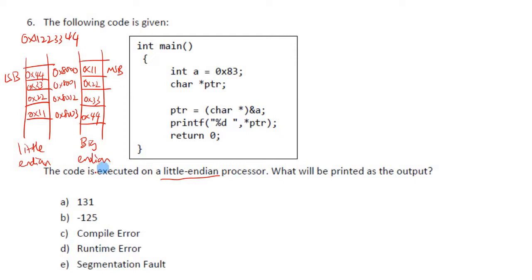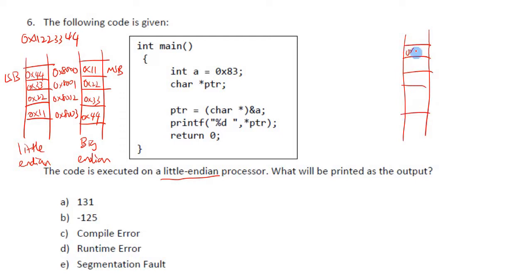Okay, so these are just two different ways in which data can be stored in memory. And you need to know this if you are writing code or dealing with hardware devices at the memory level. So this is important information to know. Coming back to this question, when I have 0x83 in a little endian system, this is how it will be stored in memory.